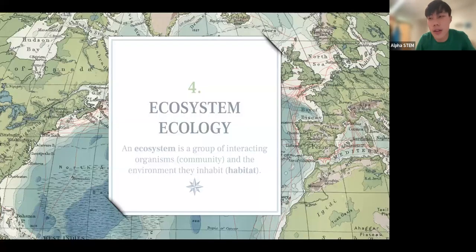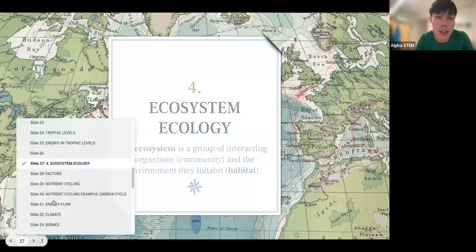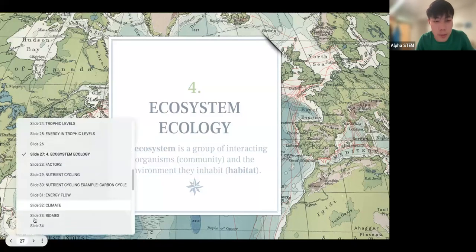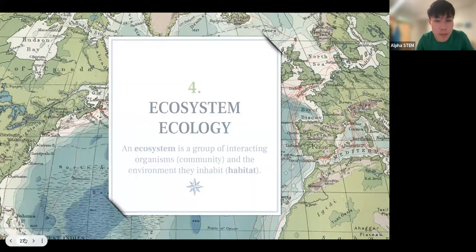Any questions on community ecology before we finally finish up with ecosystem ecology and then move on to solving practice problems?